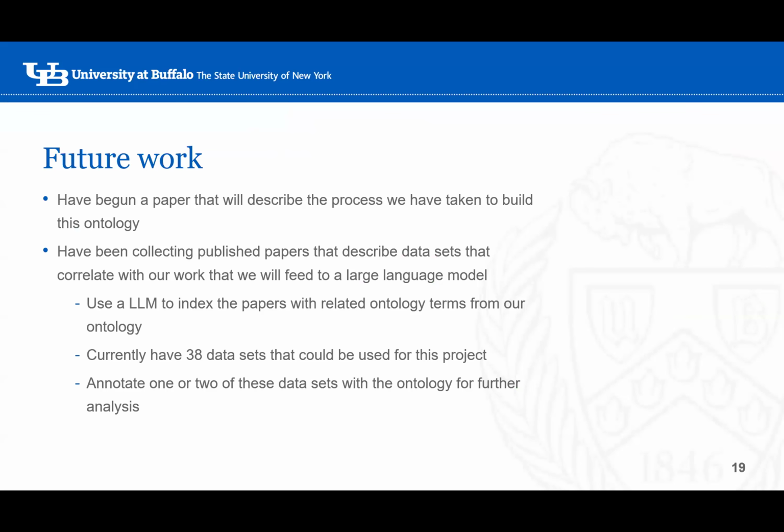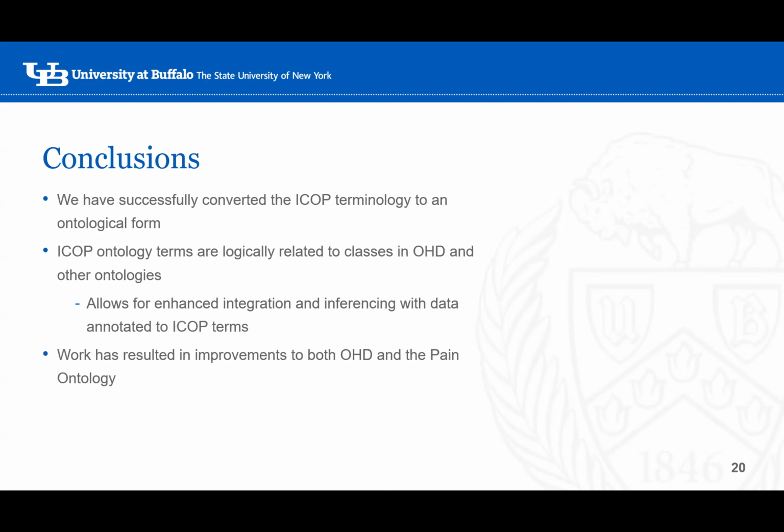For some future work, we've actually just begun the beginning parts of writing a paper to explain our process for this. And we have also been collecting some published papers that describe data sets that we can correlate our work with and feed into a large language model. We have about 38 data sets right now, and we will also annotate just 1 or 2 of those with the ontology for further analysis.